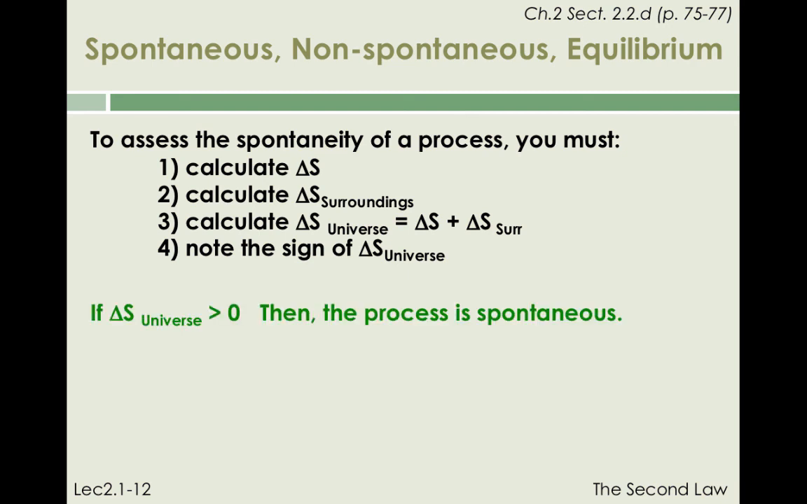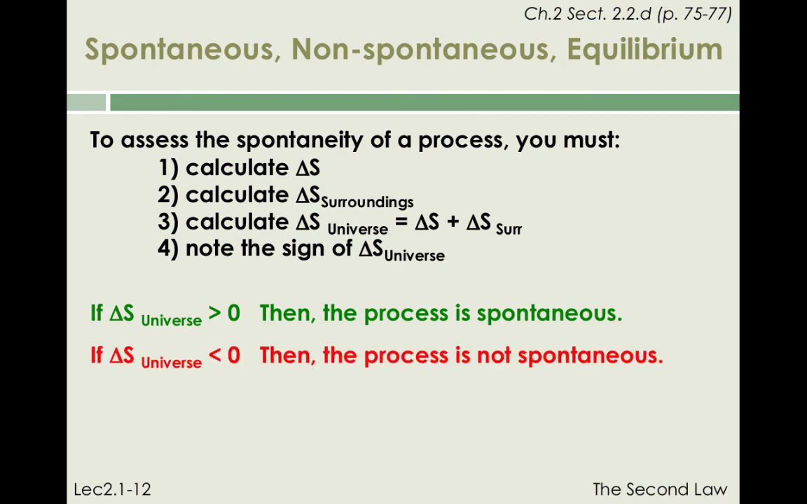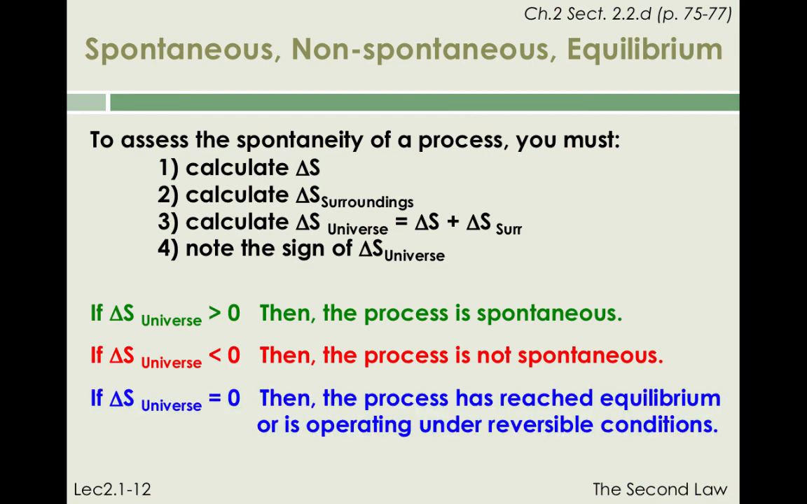If delta S universe is strictly positive, then the process is spontaneous. If delta S universe is strictly negative, then the process is not spontaneous. Finally, if delta S universe is equal to 0, then the process has either reached equilibrium or the process is operating under reversible conditions.